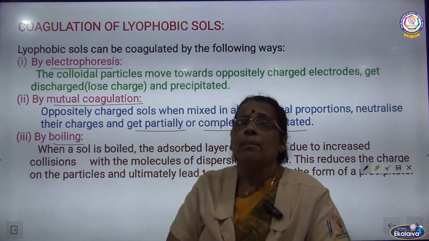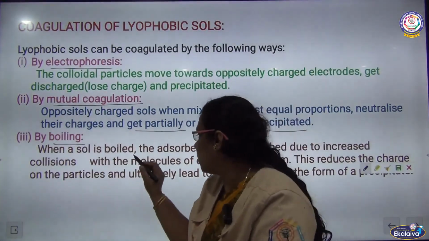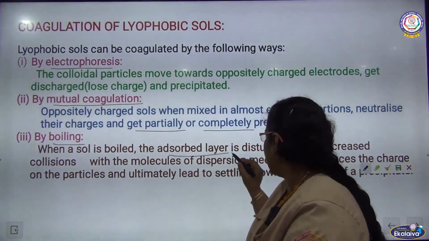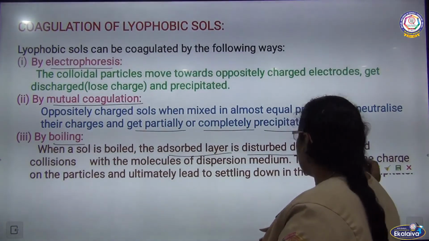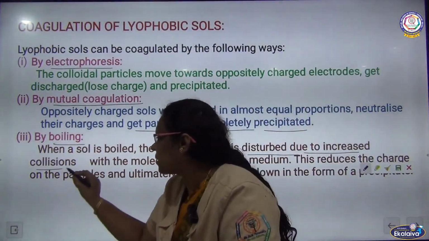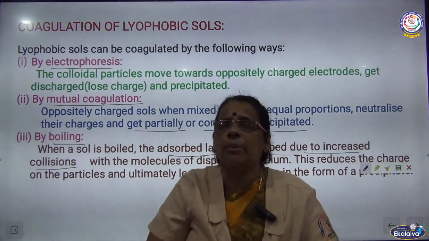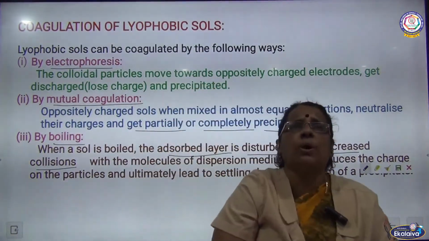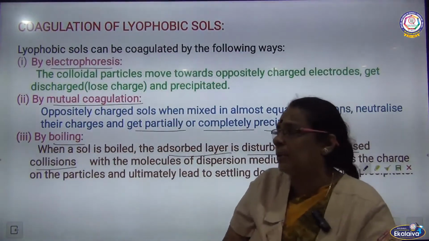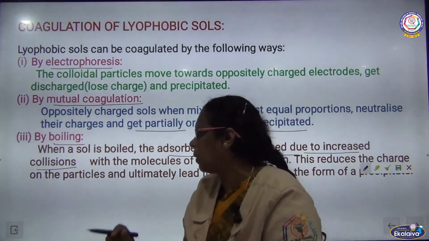The next one is boiling. When a solution is boiled, the adsorbed layer is disturbed due to the increased collisions. The adsorbed layer that is at the surface of the colloidal solution gets disturbed. It is greatly disturbed when we boil the colloidal solution.